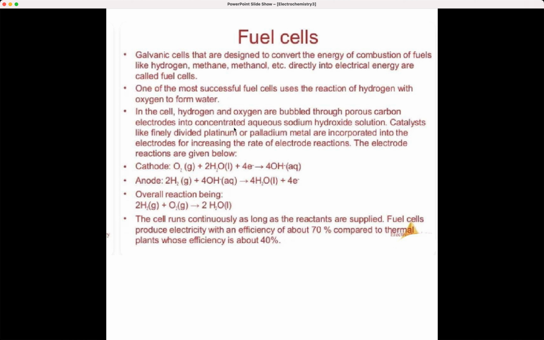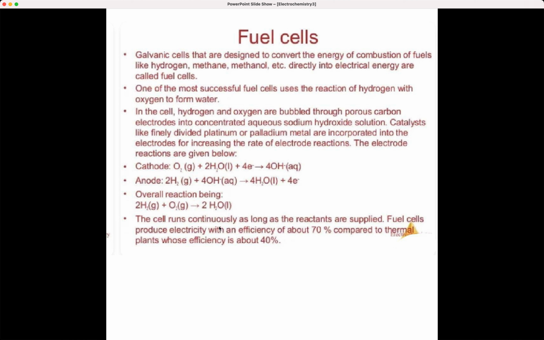Whenever you talk about a reaction taking place in the cell or fuel cells or whatever it is, you have to write, or know about, the equations occurring at the anode and the cathode. At the cathode: O2 plus 2H2O plus 4 electrons gives 4 OH minus, and at the anode: 2H2 plus 4 OH minus gives 4 H2O plus 4 electrons. The overall reaction can be written as 2H2 plus O2 gives 2H2O, that is the making of water.